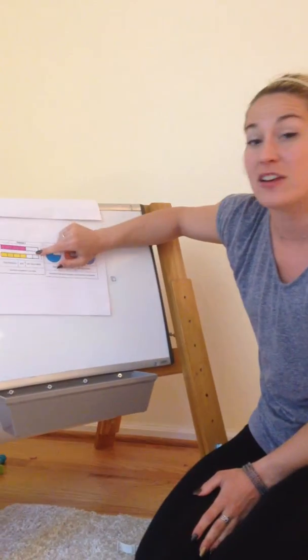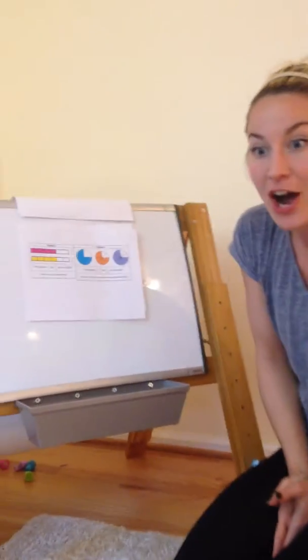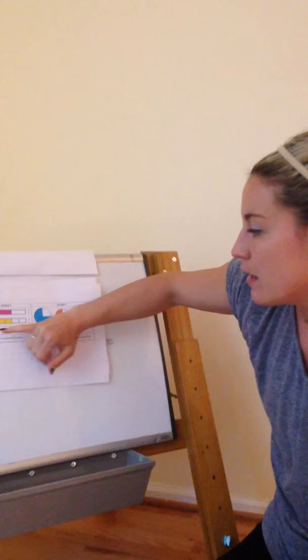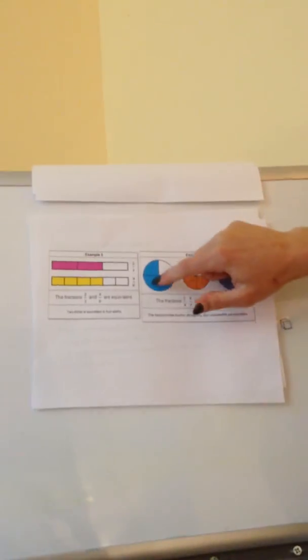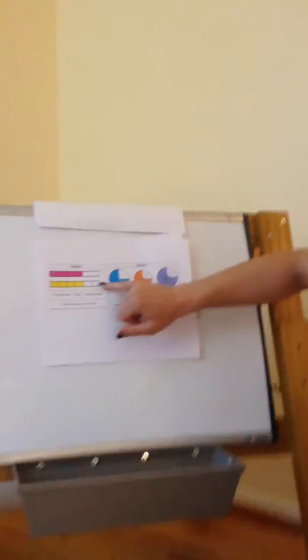Here we have a fraction bar. Can everyone say fraction bar? Fraction bar. Good job. So it's the same thing as our circles here, but now it's linear instead of circular. So linear means straight, circular in a circle.